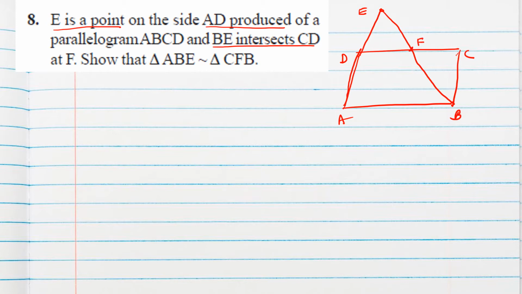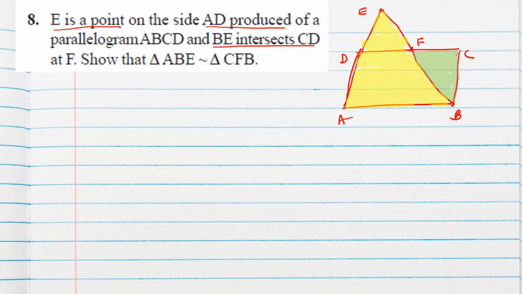Now what we have to show? ABE triangle. That means this bigger triangle is similar to CFB. CFB means the smaller one, this one. So these two triangles we have to show that they are similar. Okay. So first let me write all the given things here.